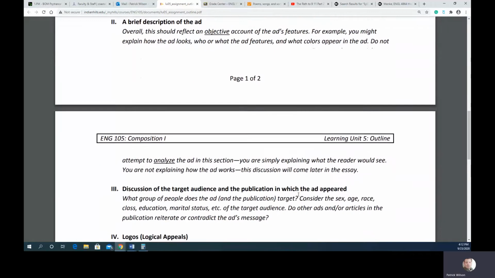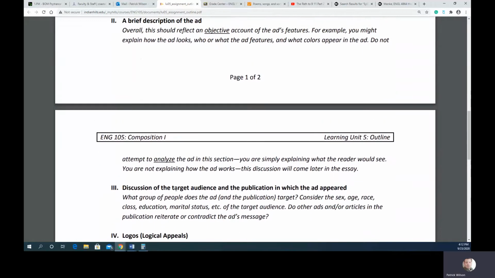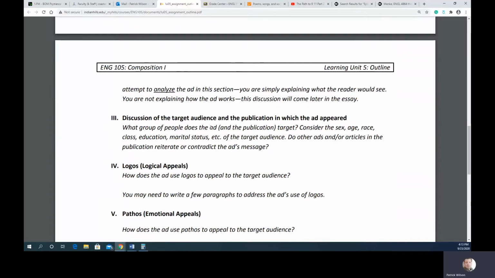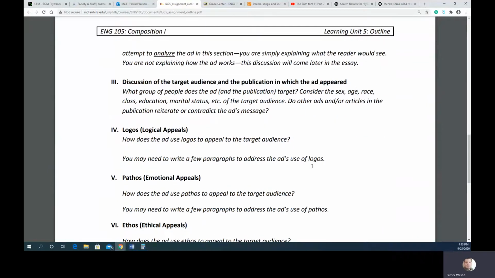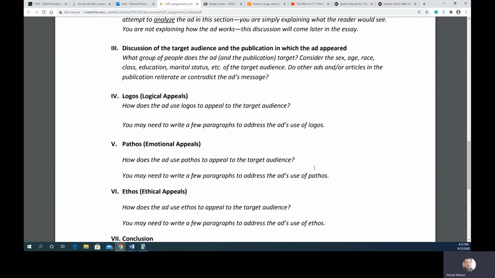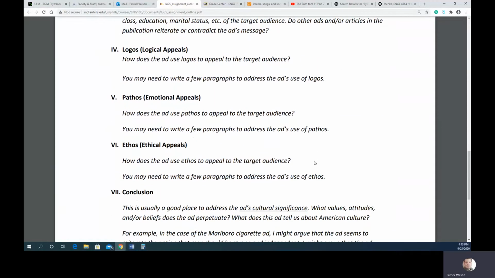Right. Because if you remember, I think it was question 3 or 4, it talked about target audience and the publication. Right. So I think, and this is where I was getting at, you could have 8 paragraphs, because if you want, you can break the target audience up into 1 paragraph and the publication into another paragraph. Right. So you could do that if you like to. Logos, pathos, and ethos are going to be separate paragraphs.